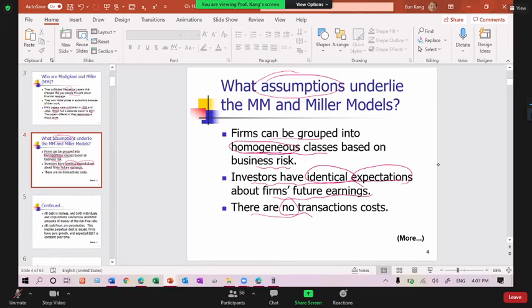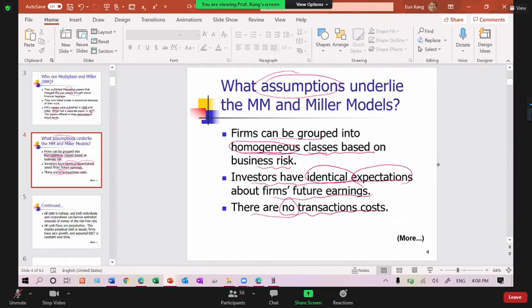There are no transaction costs. That's also definitely not correct. In real life, you have to pay fees. Professor, why do people study them if these things are incorrect? Or why did people listen to them? That is, as I said, they need those assumptions to have a clean outcome, right?